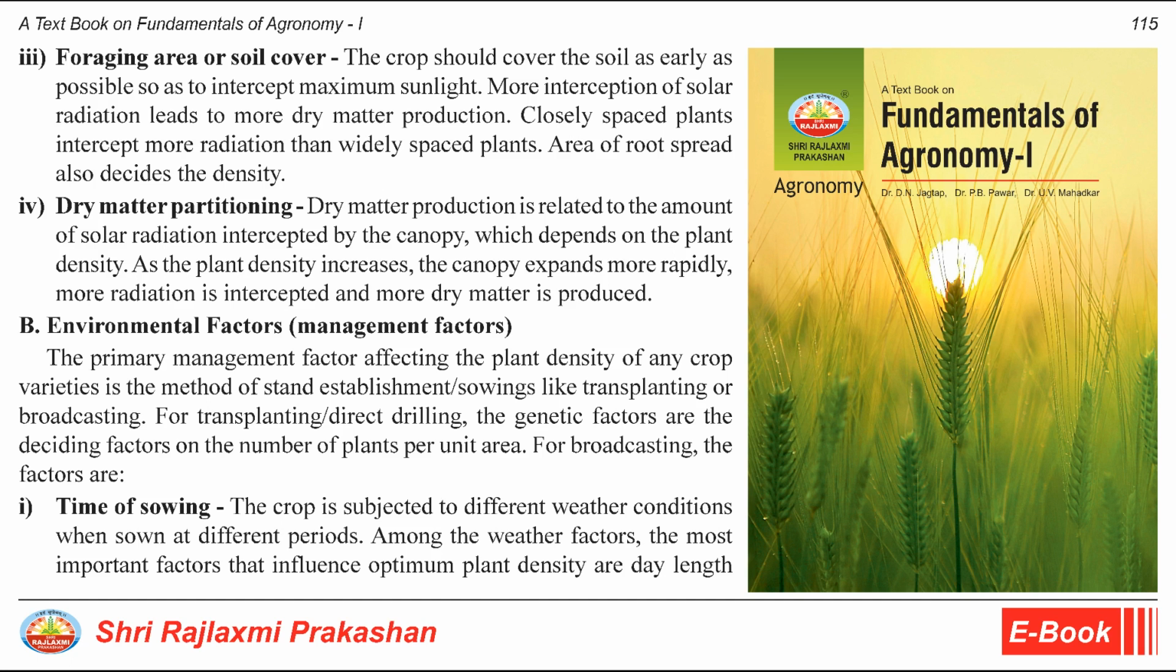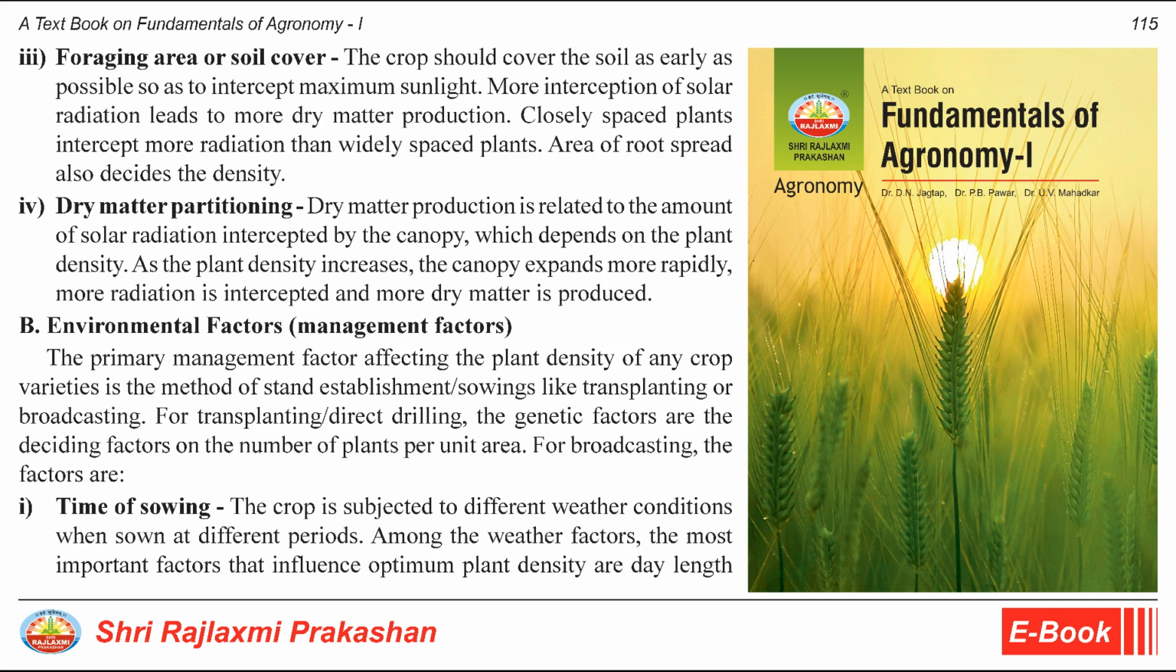More interception of solar radiation leads to more dry matter production. Closely spaced plants intercept more radiation than widely spaced plants. Area of root spread also decides the density. Number 4. Dry matter partitioning.